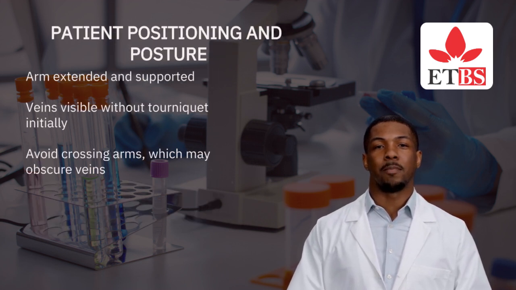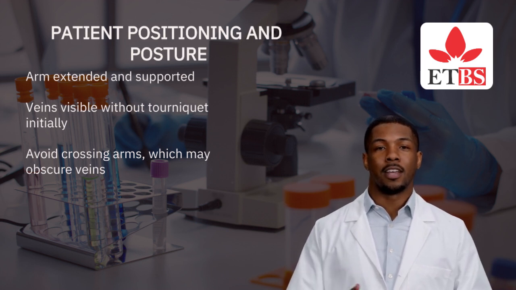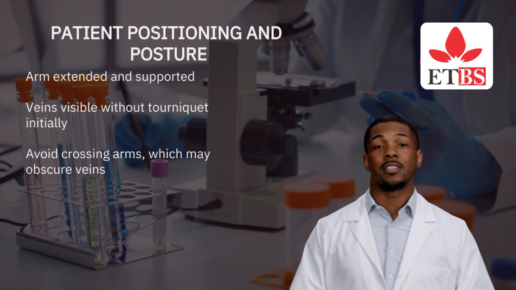2.8 Patient positioning and posture. Correct positioning: arm extended and supported, veins visible without a tourniquet. Avoid crossing arms, which may obscure veins. Good posture prevents vein collapse, discomfort, and fainting.